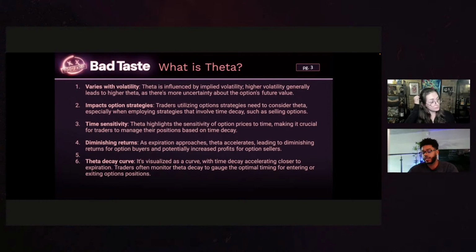The theta decay curve, Julia. That's why sometimes I like looking at those theta decay curves and visual components of whatever I'm looking at. With the theta decay curve, it's visualized as a curve with time decay accelerating closer to expiration. It helps me piece together the data, which is just numbers, and understanding. When I see the visual of it, it just makes so much sense how you see diminishing returns and how theta decay actually works throughout the lifespan of the option contract.